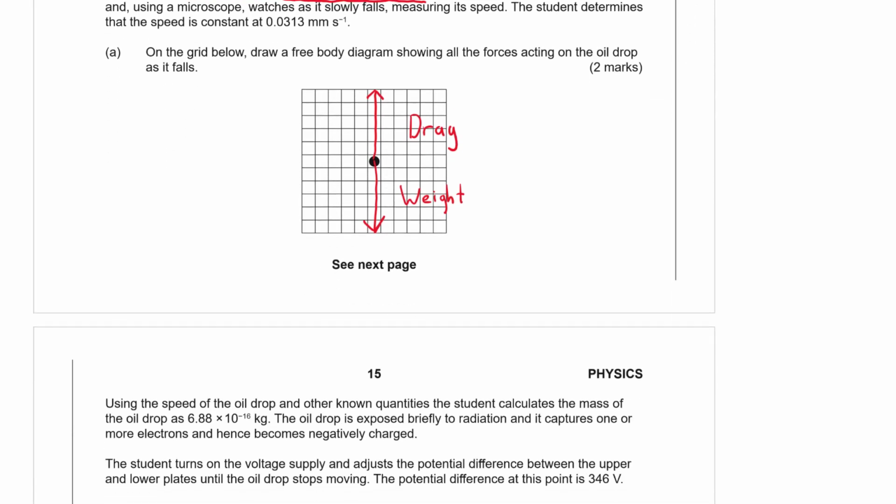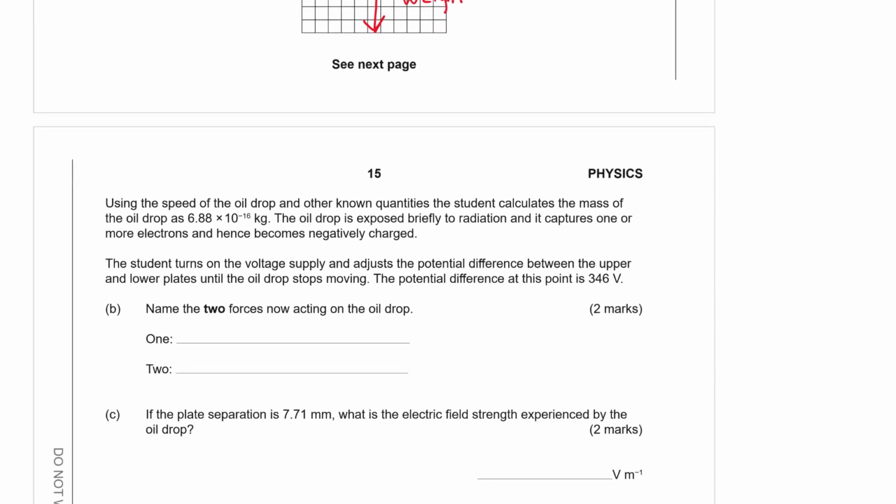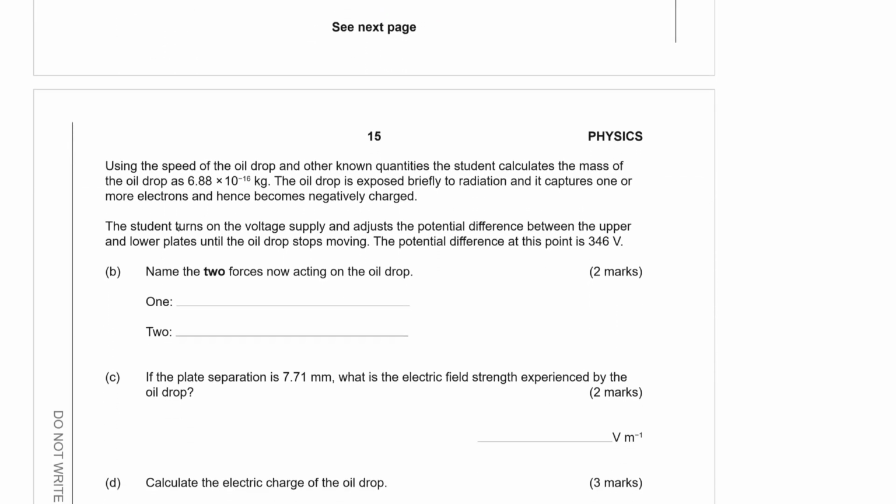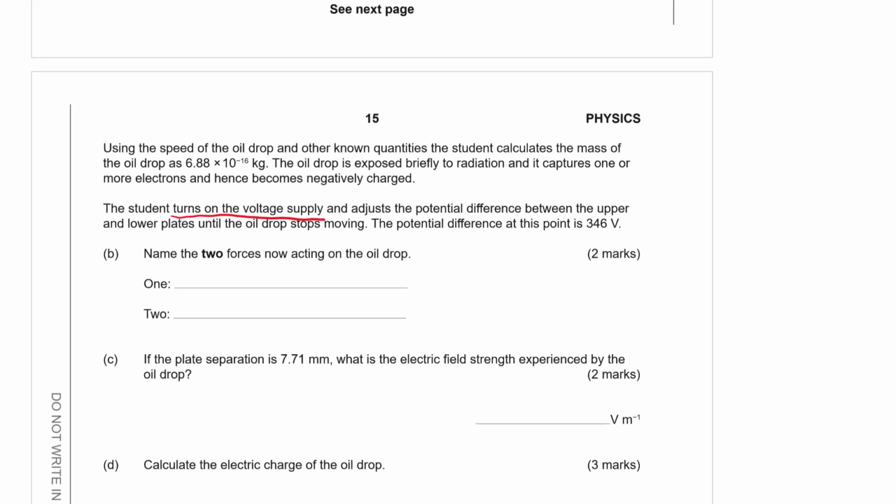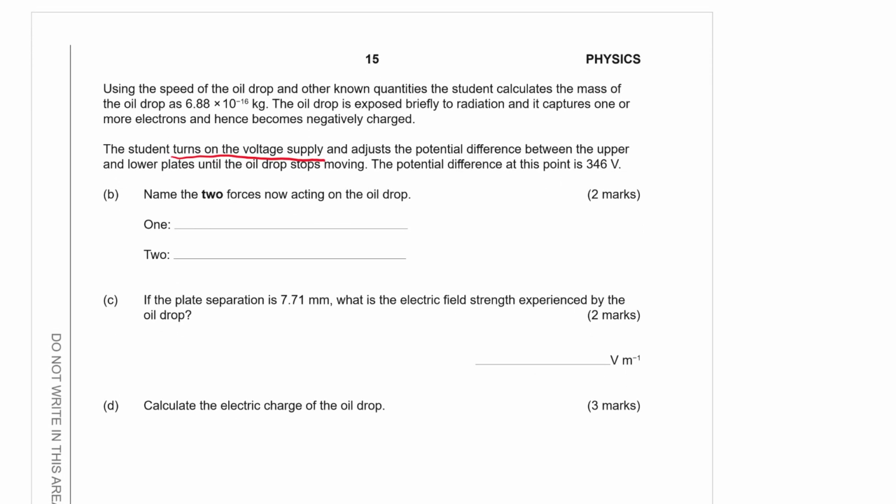Okay, so if we keep moving through, what we're doing now is we turn on the voltage supply so that we can have that drop suspended. Now, it's telling you the potential difference and that sort of stuff, but the first question that's asking you is name the two forces acting on the oil drop. So we're not drawing the free body diagram in this particular case, we're just writing them down. So you can write either weight or gravity, I'm sure. And the next force will be the electrostatic force.